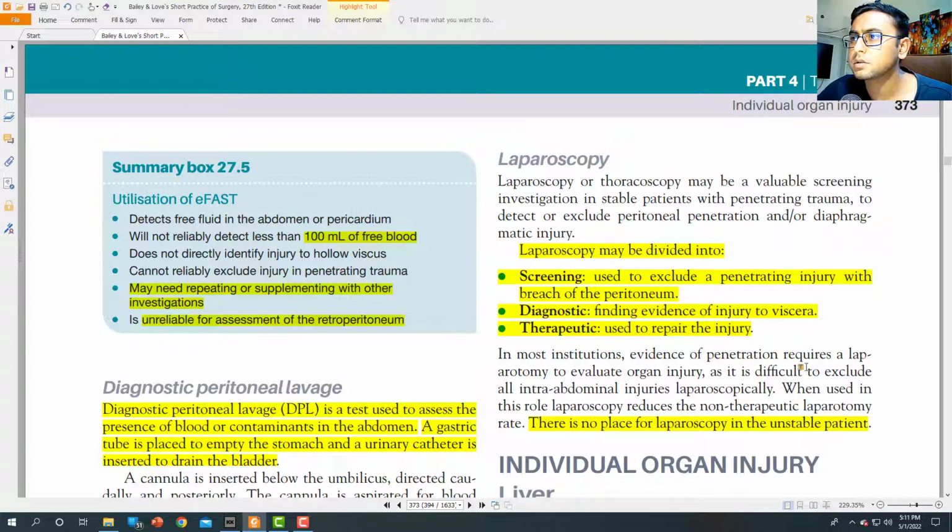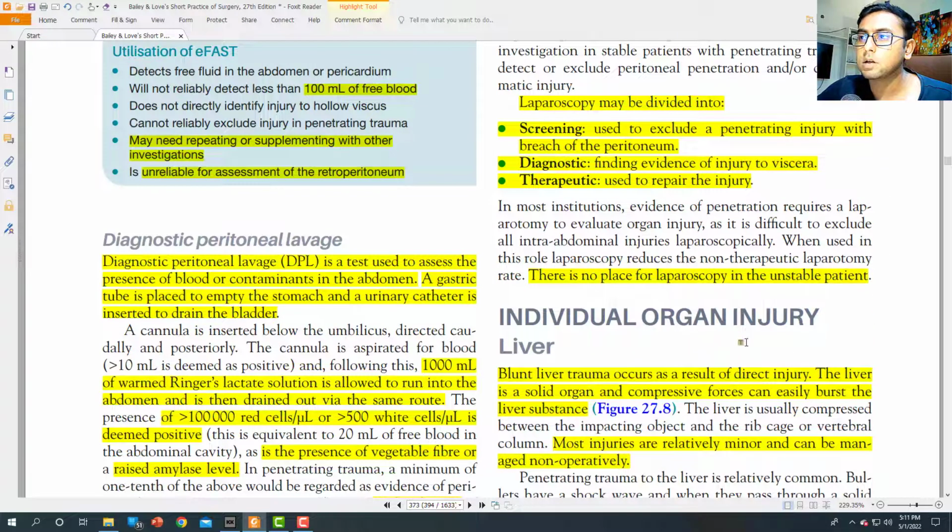In most institutions, laparoscopy is used to evaluate organ injury in penetrating injuries. It is difficult to exclude all intra-abdominal injury laparoscopically. When used in this role, it may result in a non-therapeutic laparotomy. There is no place for laparoscopy in the unstable patient. So in case of an unstable patient, we must not do laparoscopy because we have less time for survival.